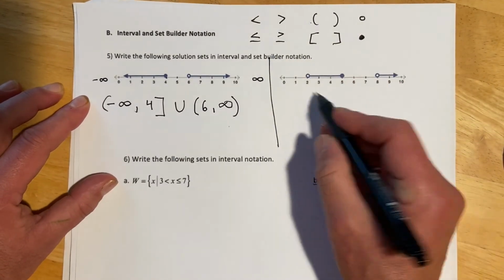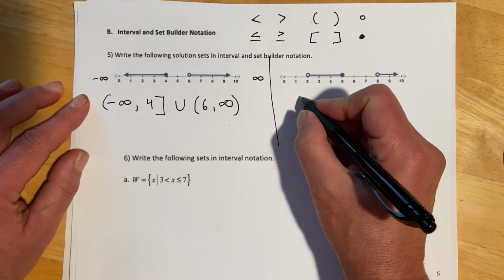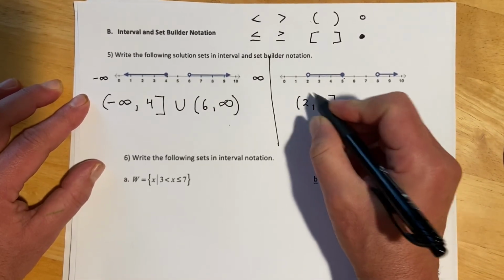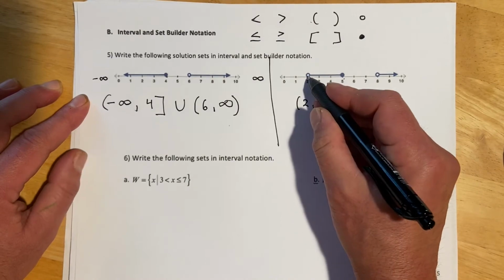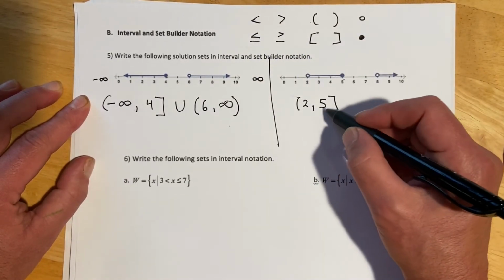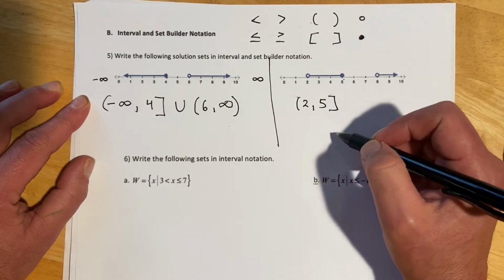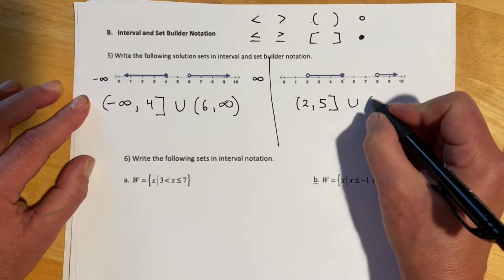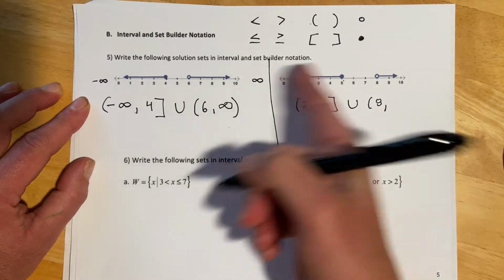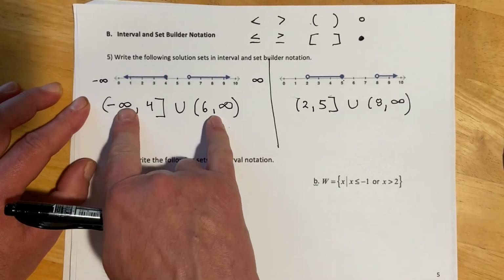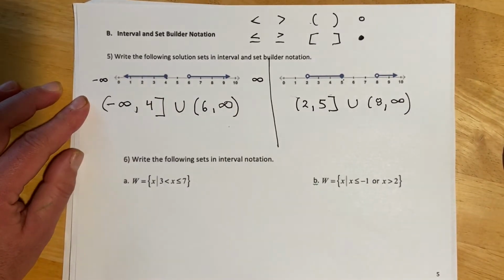This next one, same idea. It looks like it starts at 2, goes to 5, and so parenthesis on the open dot because that would have had to have been a not equals, and then bracket on the 5 because closed dot. Again, we got a gap, so that means union, and then we pick back up at 8, and then that extends forever, so to infinity. So that's your interval notation based on a graph.